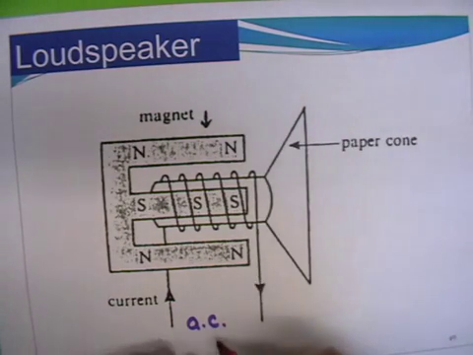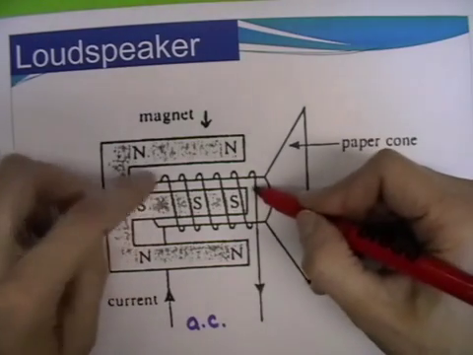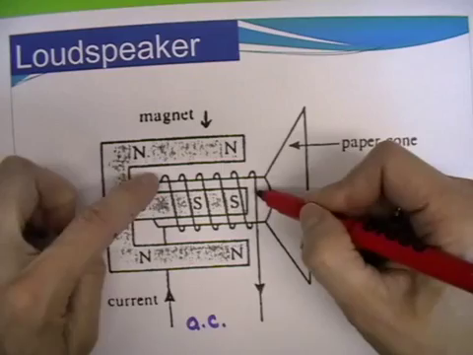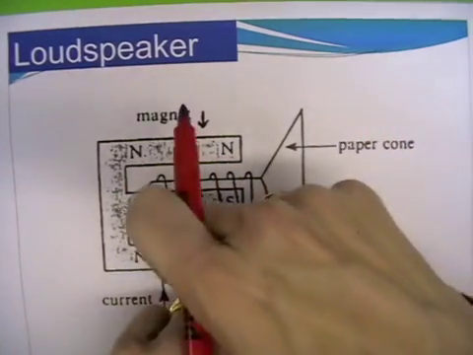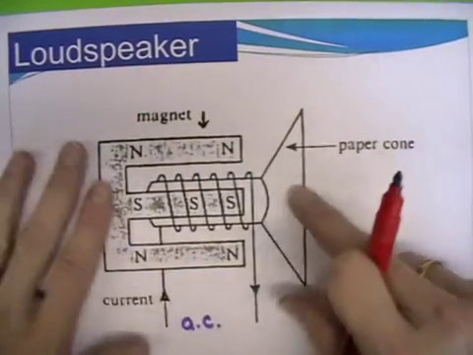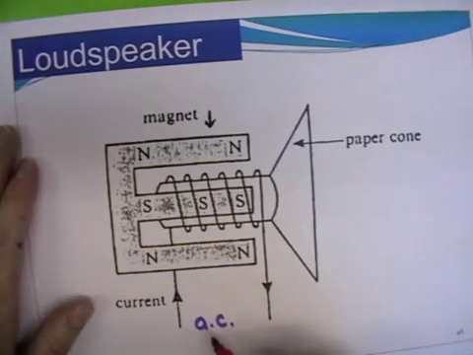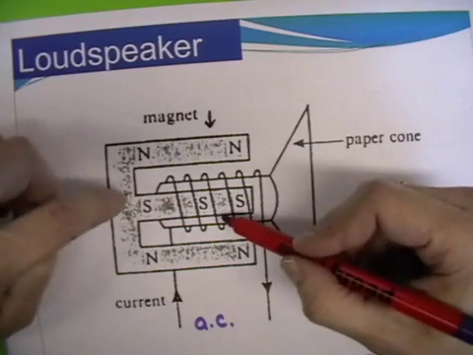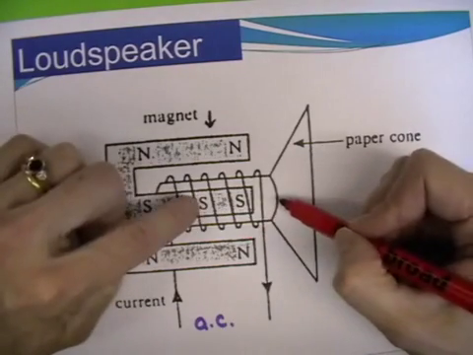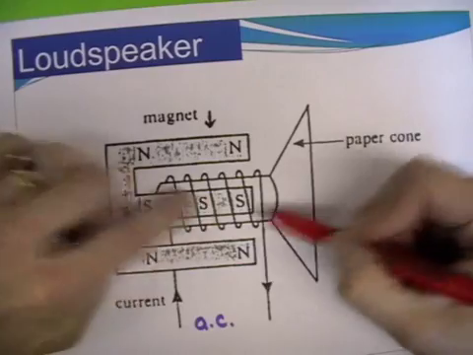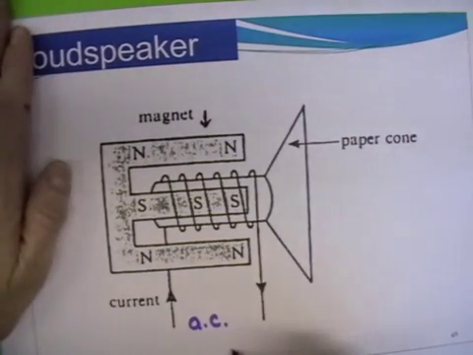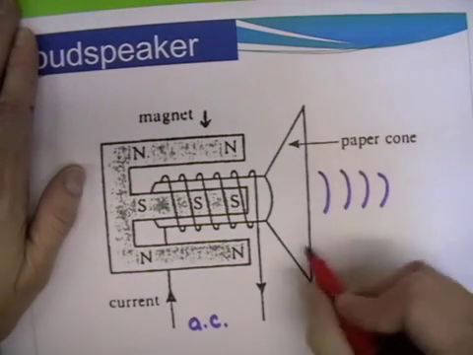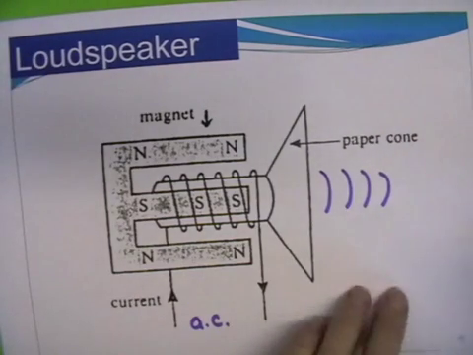And what happens then is, because this is alternating current, the magnetic field around the coil is first of all in one direction, and then the opposite direction, one direction, and then the opposite direction, and continues as long as alternating current is working. So what happens there then is that the coil is going to be attracted to the South Pole, it's going to be repelled, attracted, repelled, attracted, repelled, as long as alternating current is working. And this makes the paper cone move in and out, and that causes vibrations in the air, which causes sound.